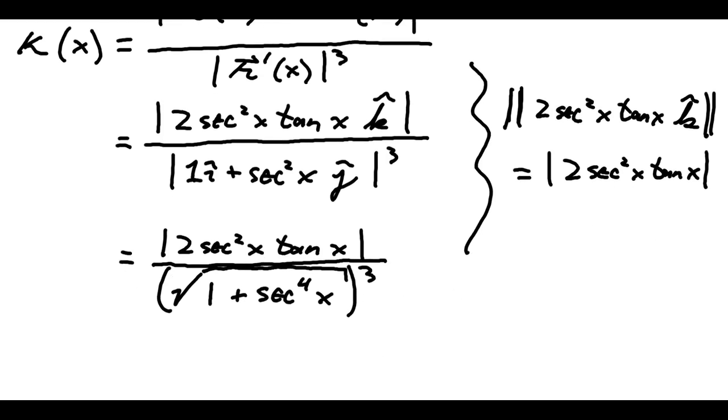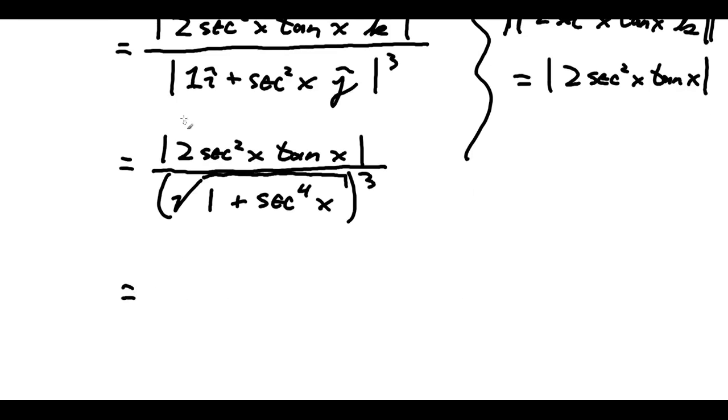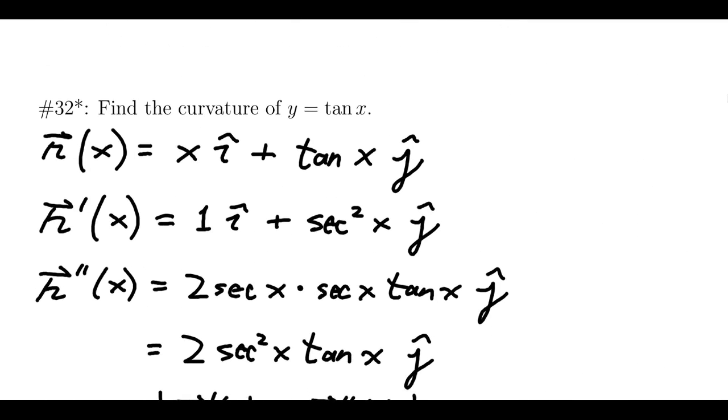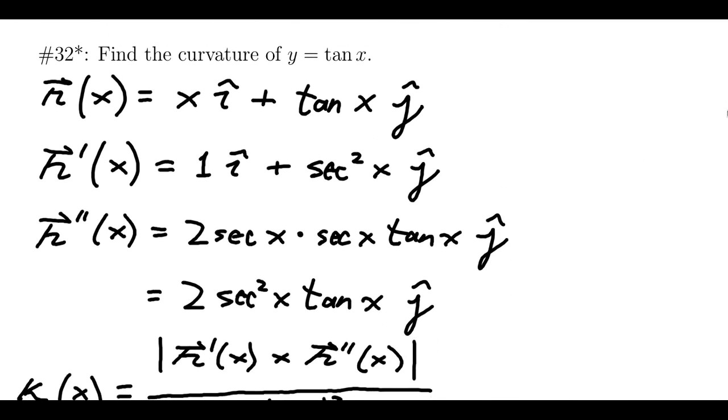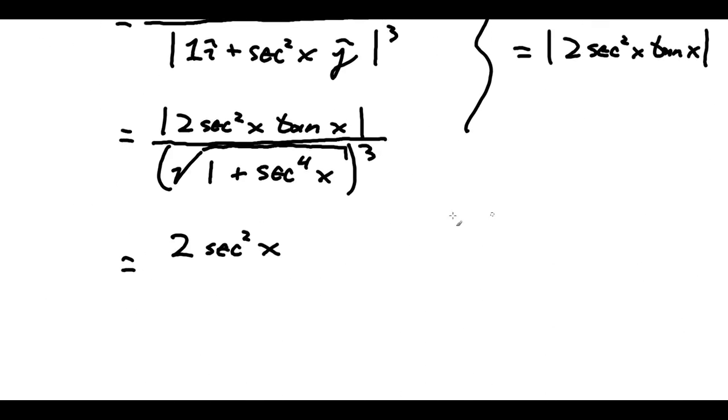Let's simplify just a little bit further. 2 is always positive, so we can safely bring that out of the absolute values. Secant squared is never negative, so we can bring that out of the absolute values. The tangent of x may be positive or negative. If we take a look back at the original statement of the problem, we were given no constraints on x, so we can't make any assumptions about that, which means that we are stuck with the absolute value of tan x.